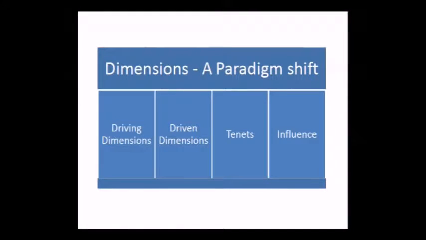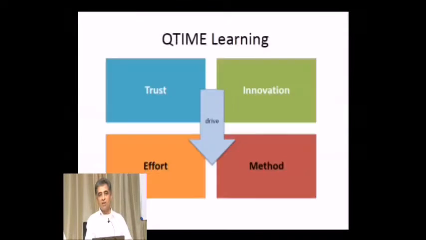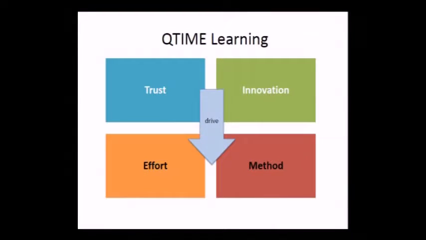So we go through all this for every dimension that we learn, in that specific dimension of a particular lecture. So we talk about driving dimensions and driven dimensions. Here we have trust and innovation dimensions. They drive effort and method dimensions. I have covered trust and innovation dimensions in the previous two classes. So today's dimension will be the method dimension, and it's a driven dimension. It's driven by what you have learned in the trust and the innovation dimensions. Right? Are you with me so far?